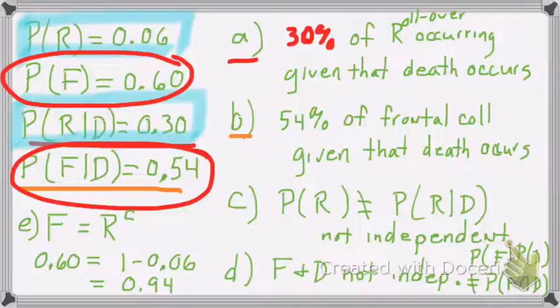Also, it just makes common sense to consider that there are other types of accidents other than just frontal collisions and rollovers, and if things are complementary events, that means any time that it was not a rollover, it would have to be a frontal collision.